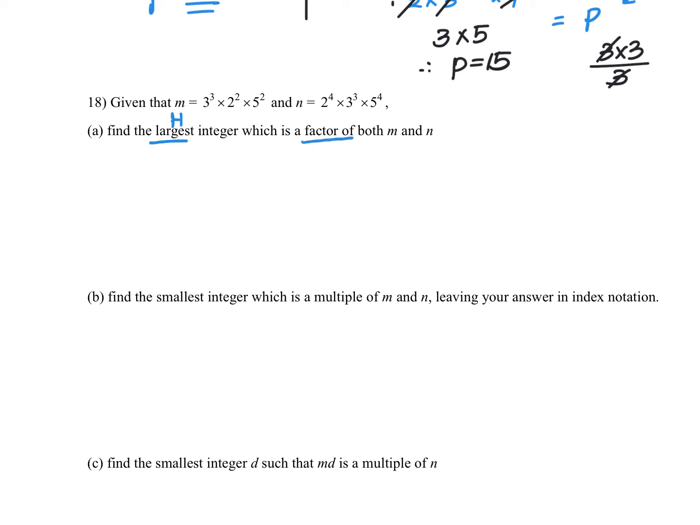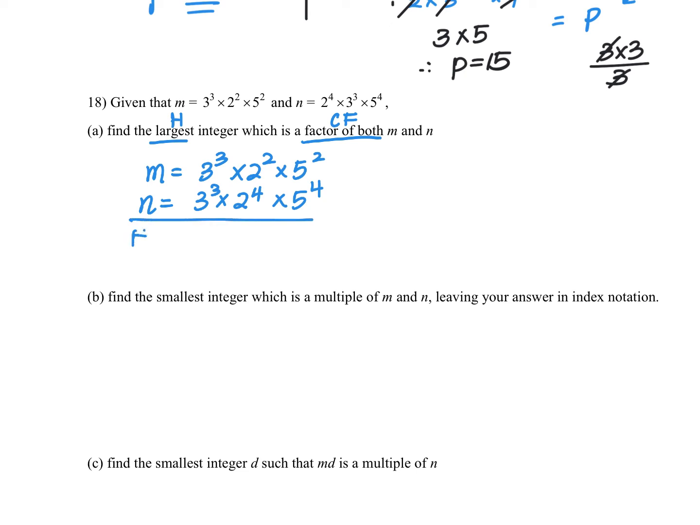Factor of both. It means both of them have the same factor. Which means it's actually talking about a common factor. So if that's the case, I'm just going to look at the highest common factor. So I have m, 3 cubed, 2 squared, 5 squared. And I have another letter n, 2 to the power 4, 3 cubed, 5 to the power 4. I want the highest common factor. Highest common factor, you choose whatever is common only. So, well, we have common.